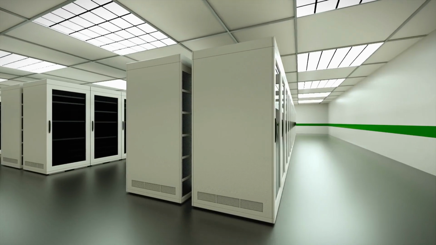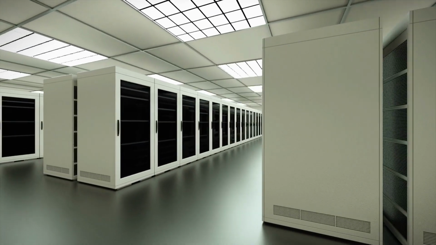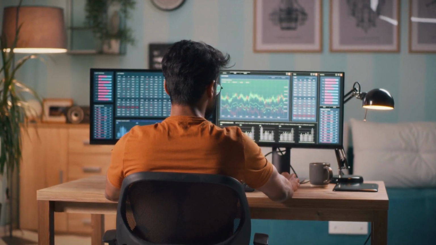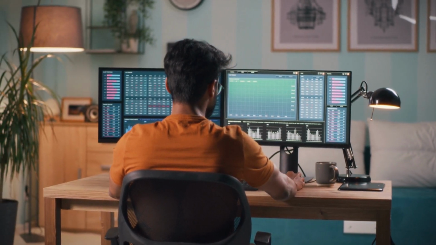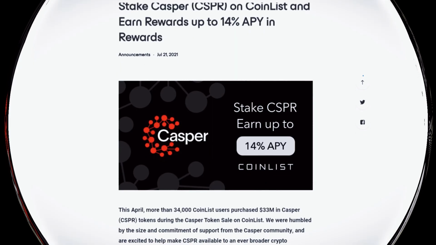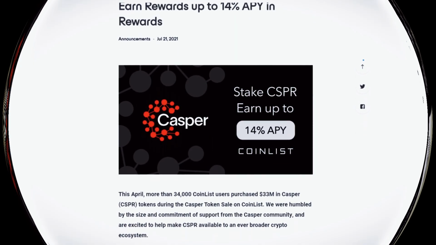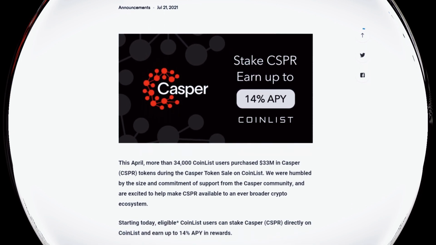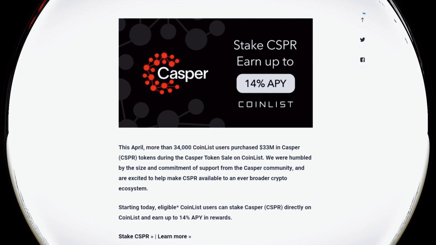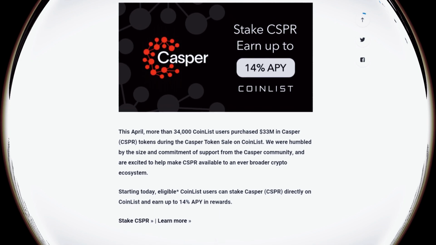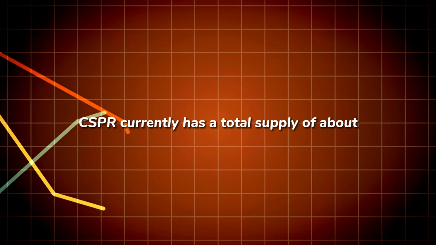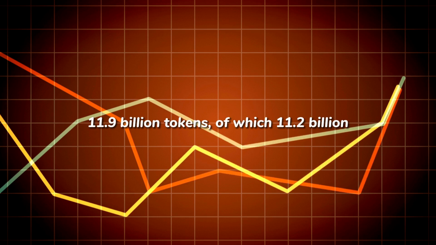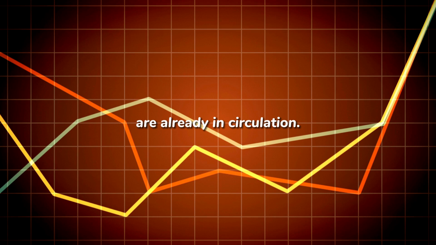Accessing network services. CSPR is used to access network services that are provided by Casper, such as governance voting. Users who hold CSPR can benefit from these services and enhance their user experience on Casper. Casper conducted a public sale of CSPR on CoinList in March 2021, and by the end of the sale, it had raised about $33 million from over 34,000 participants. CSPR currently has a total supply of about 11.9 billion tokens, of which 11.2 billion are already in circulation.